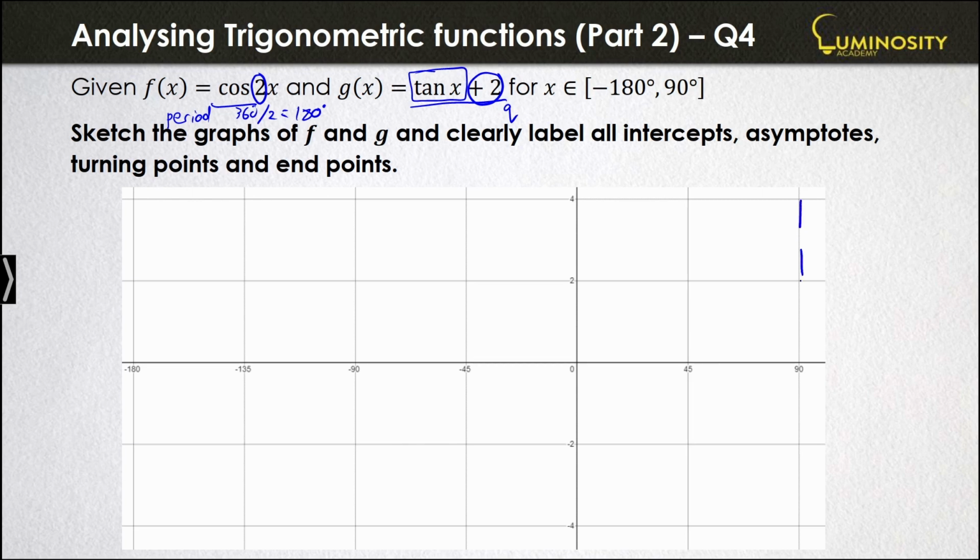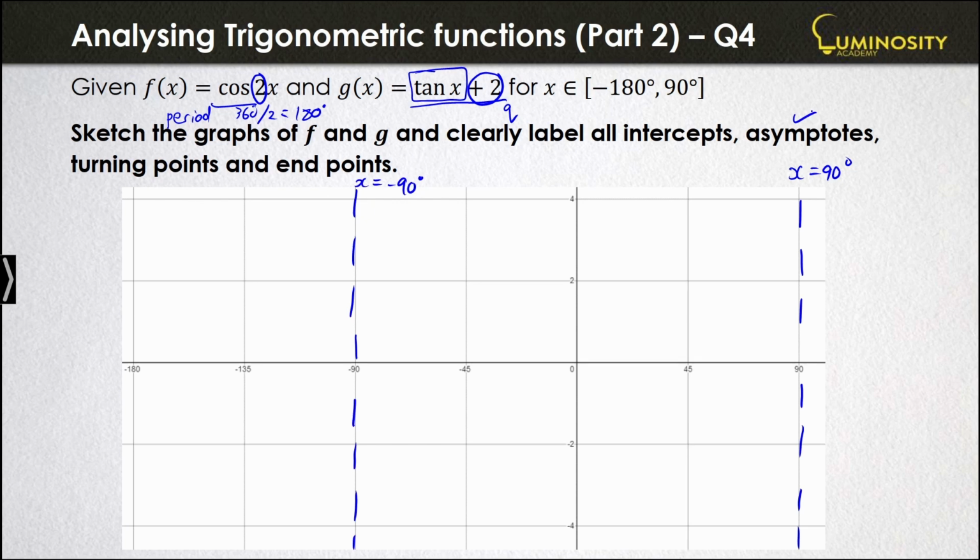Well, they are asymptotes. The first one being at x equals 90 degrees. And the period of the asymptotes is the period of the tan graph, which is 180 degrees. So that means there's another asymptote here at negative 90 degrees. And make sure to label those. Okay, so we've labeled all the asymptotes.